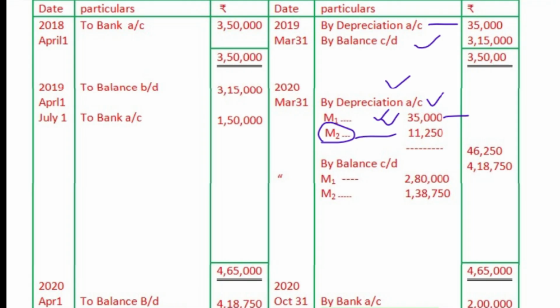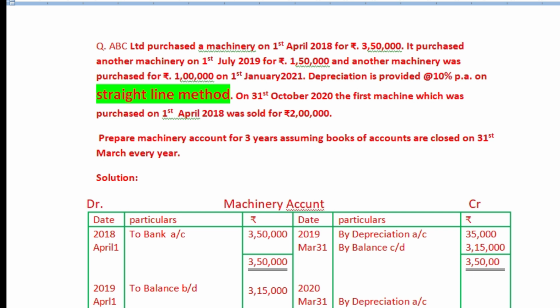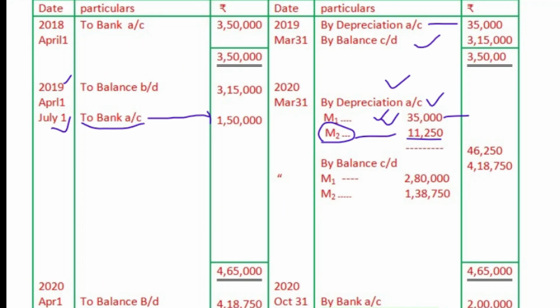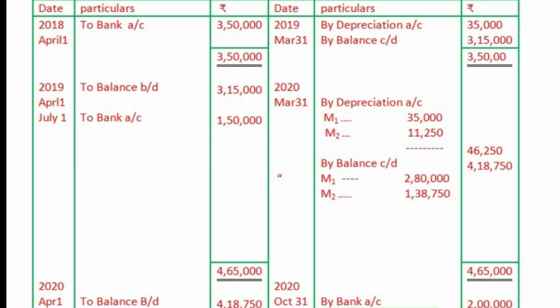Here 11,250. To understand this, you see here. On 1st July 2019, the second machinery was purchased. So machinery account debit to bank account 1,50,000. It is given in the question: on 1st July 2019, for rupees 1,50,000, another machinery was purchased. Understood? Now this is from 1st July, from the date of purchase to the closing date of the accounting period.